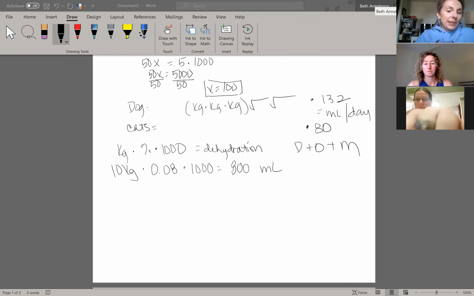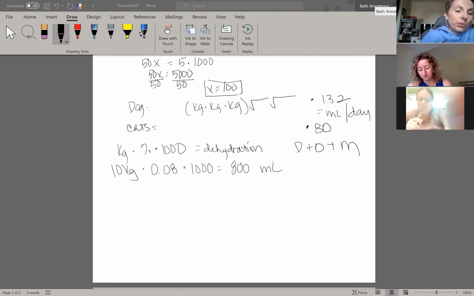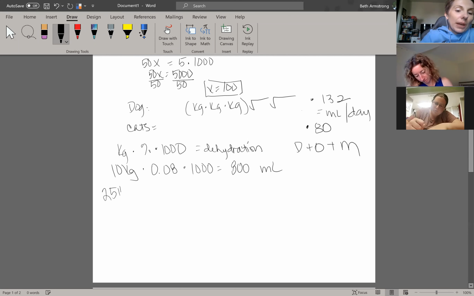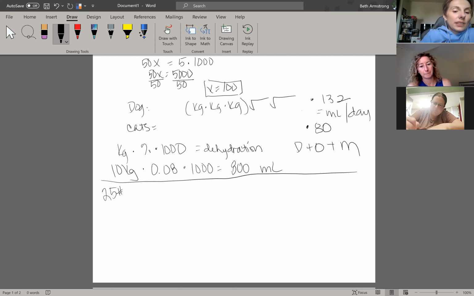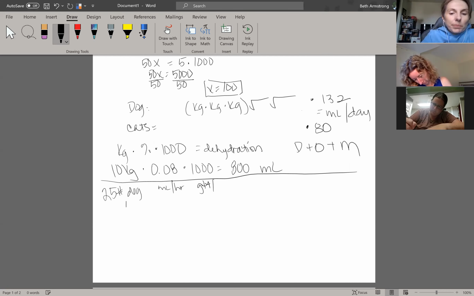All right, so let's start with our patient, a 25-pound dog. We're going to do maintenance crystalloid fluids, and we want to figure out mils per hour and then drips per second. So what is our maintenance fluid rate?